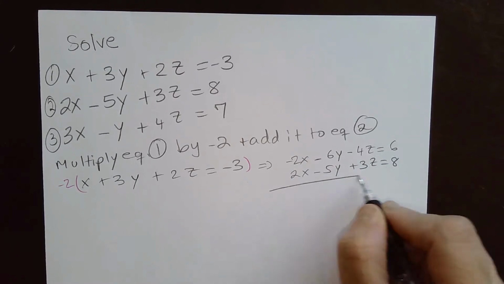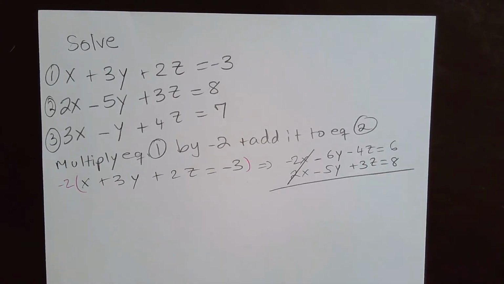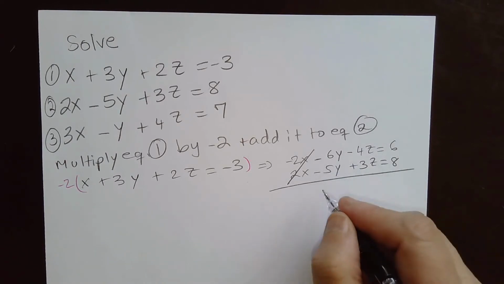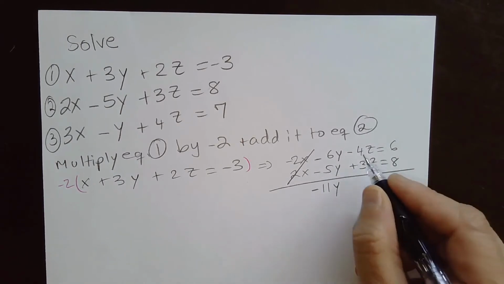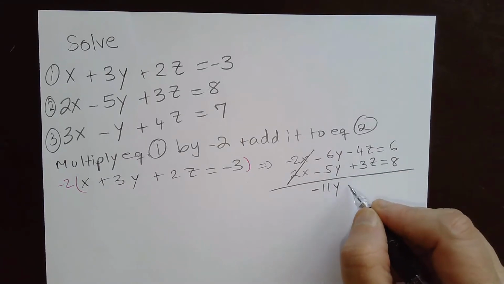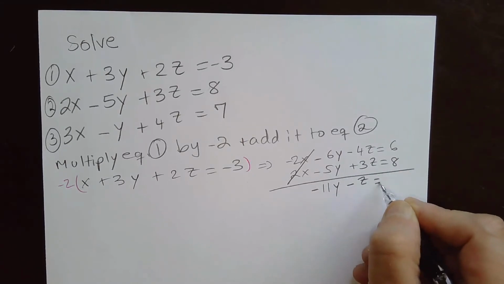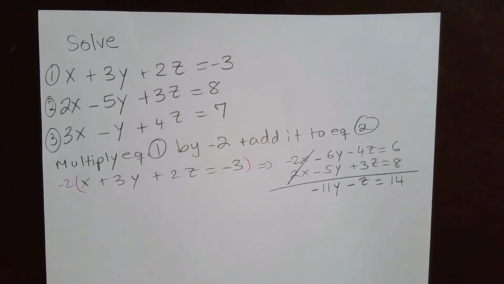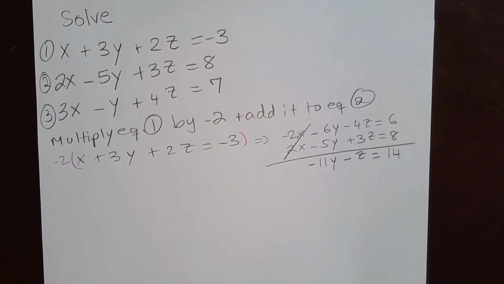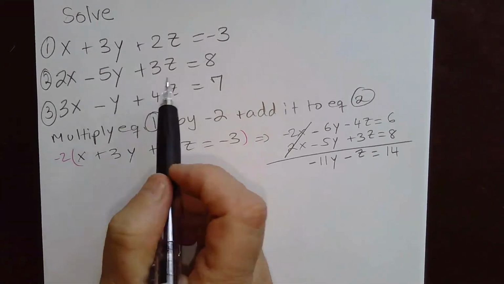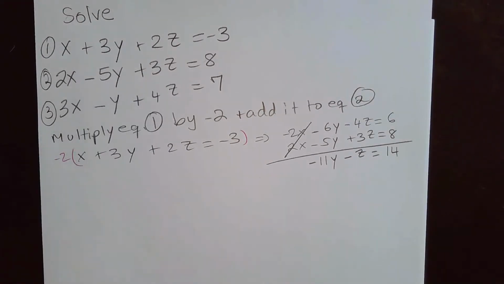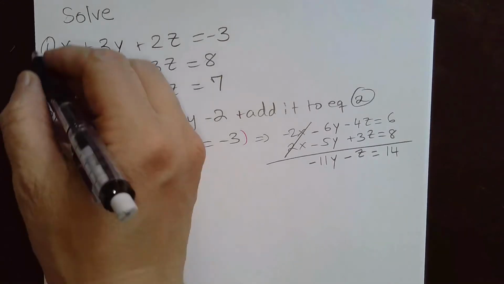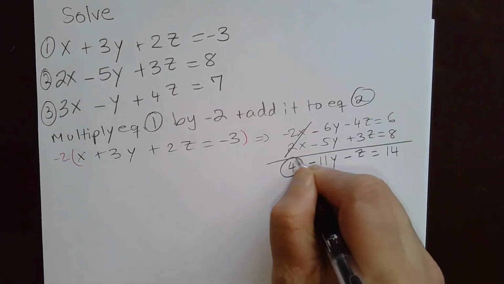Now if you were to add them, the x is going to cancel out. And what you're left with: -6y minus 5y, that's -11y, minus 4z plus 3z is -z. And then if you add 6 and 8, you get 14. Now you have an equation with only two variables, as opposed to having three variables. So now I'm going to name this equation. We have 1, 2, 3 here. This would be equation 4.